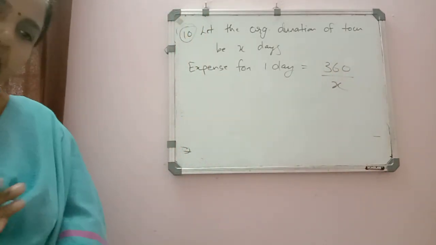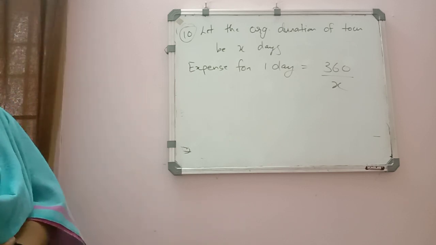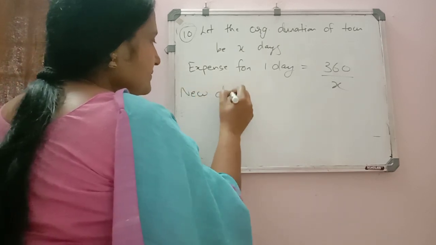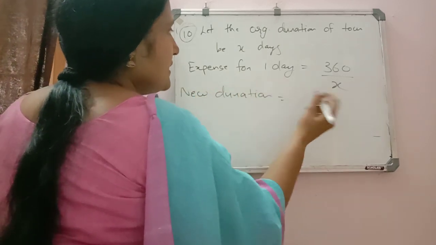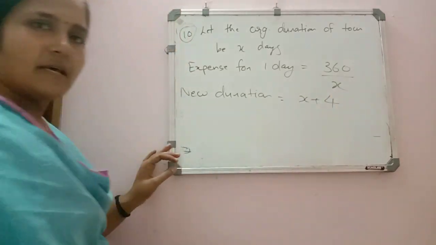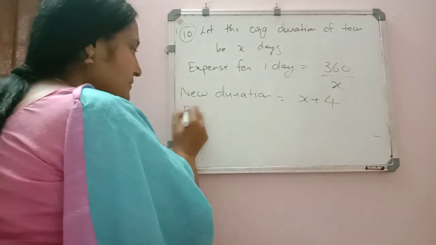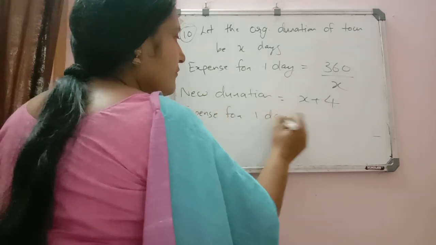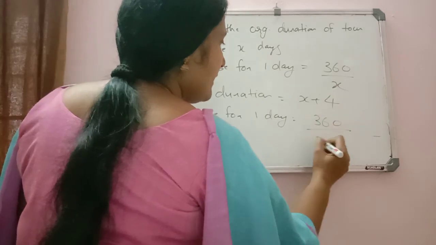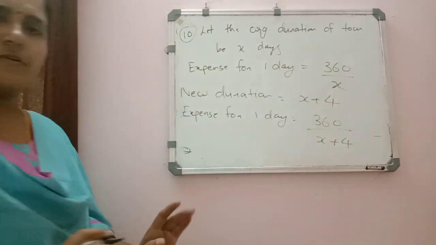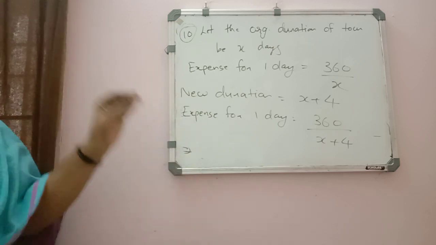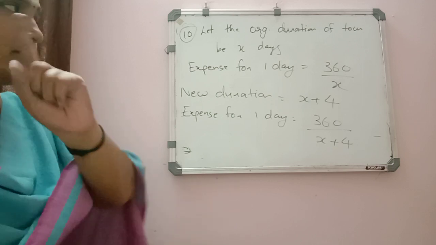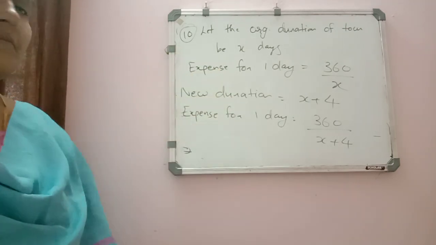Now it was written that he extends his tour for 4 days more. Now our new duration is equal to x plus 4. In this case our expense for 1 day will be equal to 360 by x plus 4. At present you just write down the information, and after that we will check the question and then frame the equation. So we wrote the expense for 1 day in both the cases.